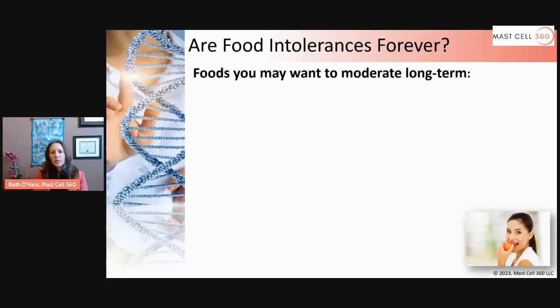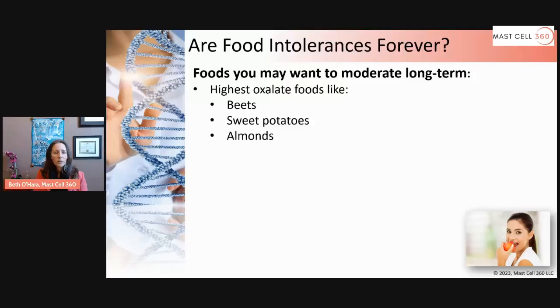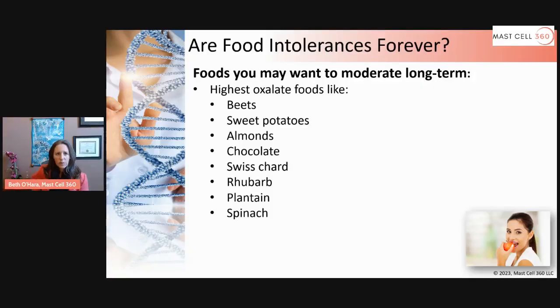Here are some foods that I've chosen to moderate long term, and you may want to as well. I'll leave this up after I get the list up here if you want to take a screenshot. These really high oxalate foods: beets, sweet potatoes, almonds, chocolate, Swiss chard, rhubarb, plantain, spinach. These are some of the highest oxalate foods. There's a few others in that category.